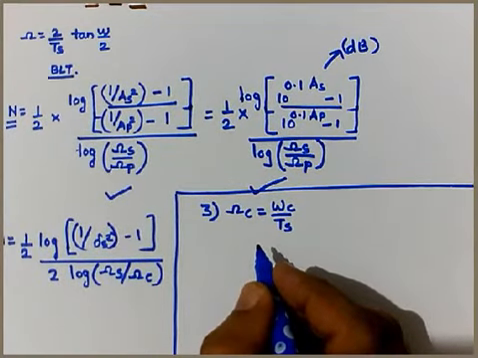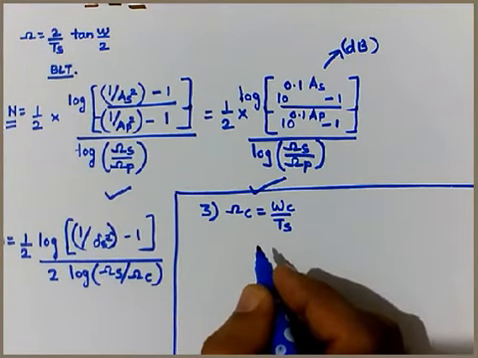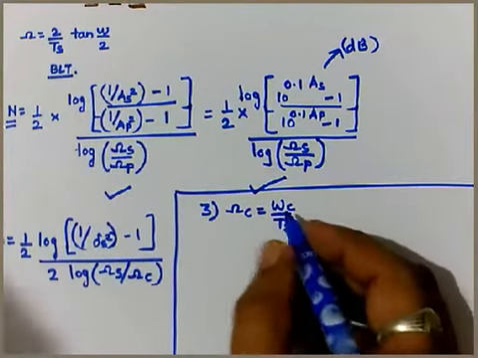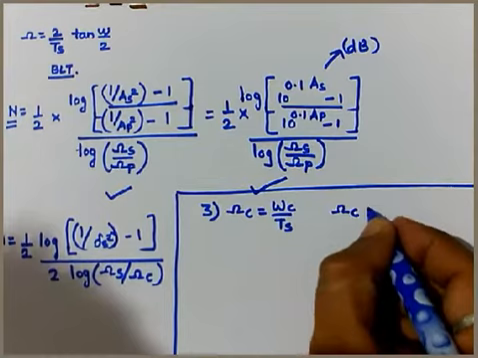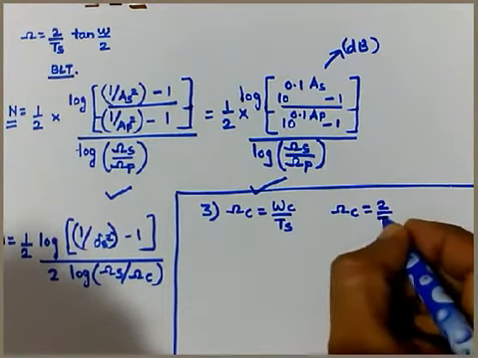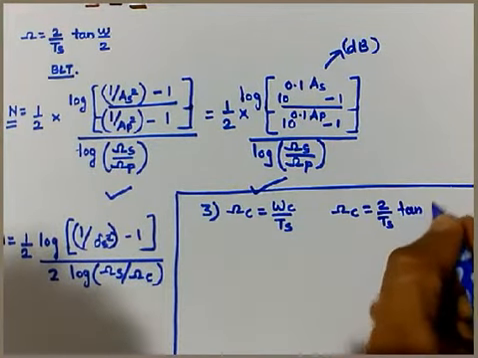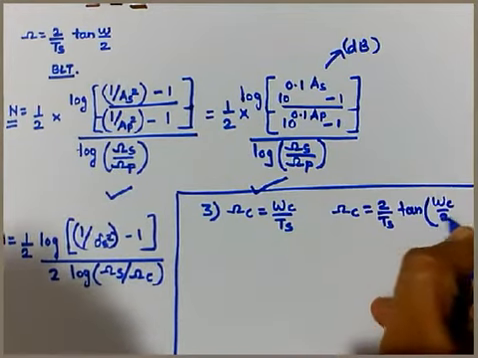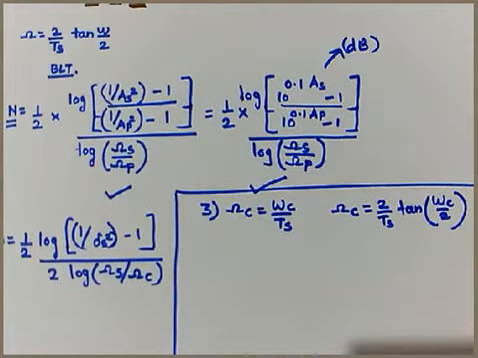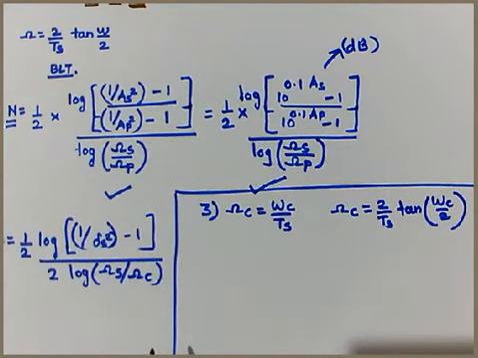Similarly, for the bilinear transformation, it can be simplified like Ohm C is equal to 2 by Ts tan omega C by 2. This is how it will be simply calculated for the impulse invariance as well as the BLT method.